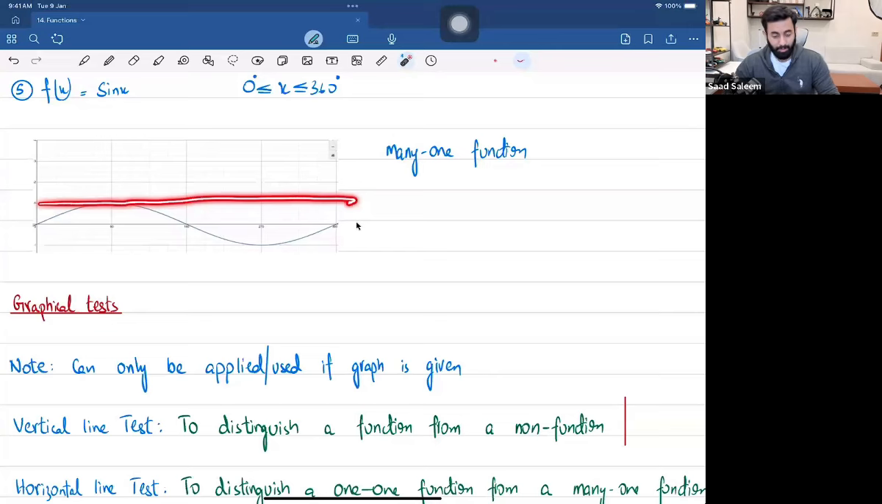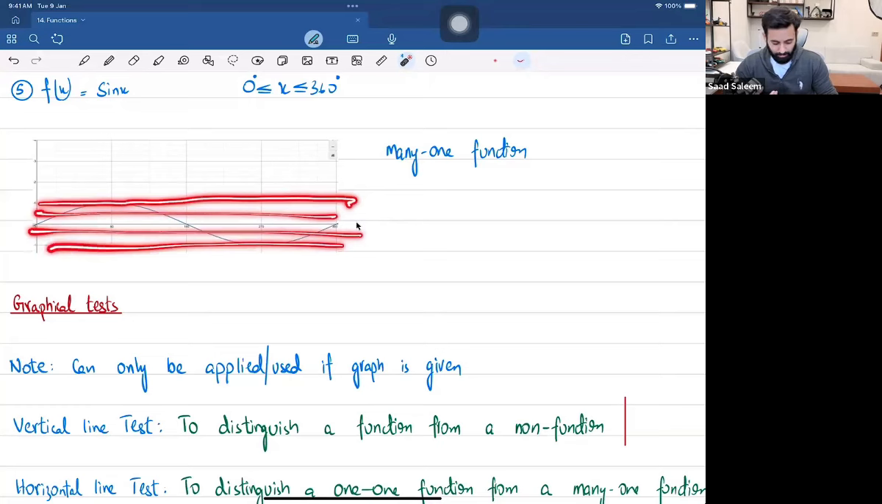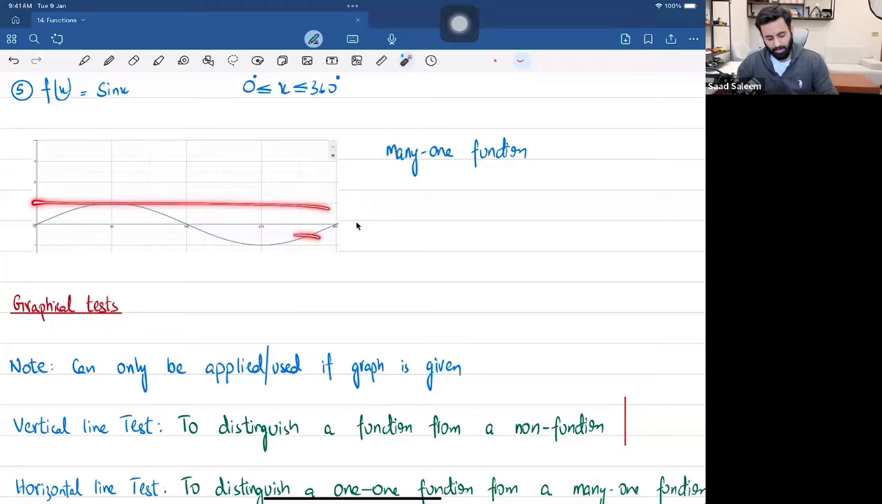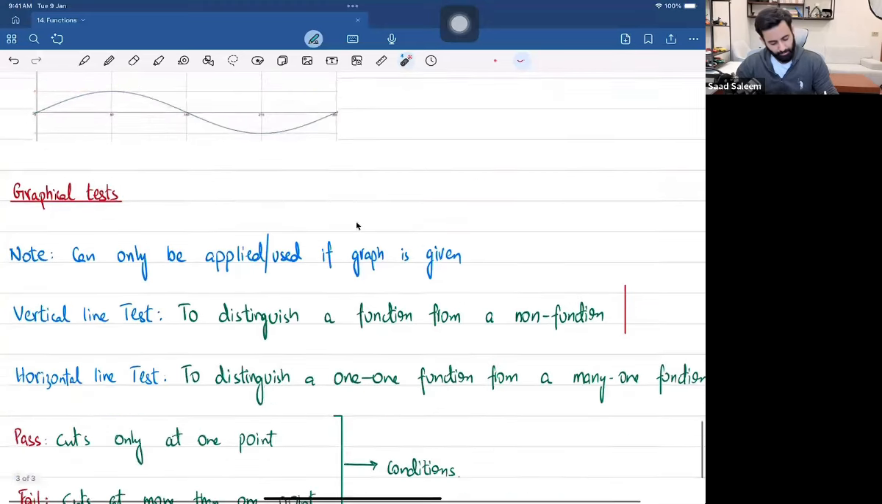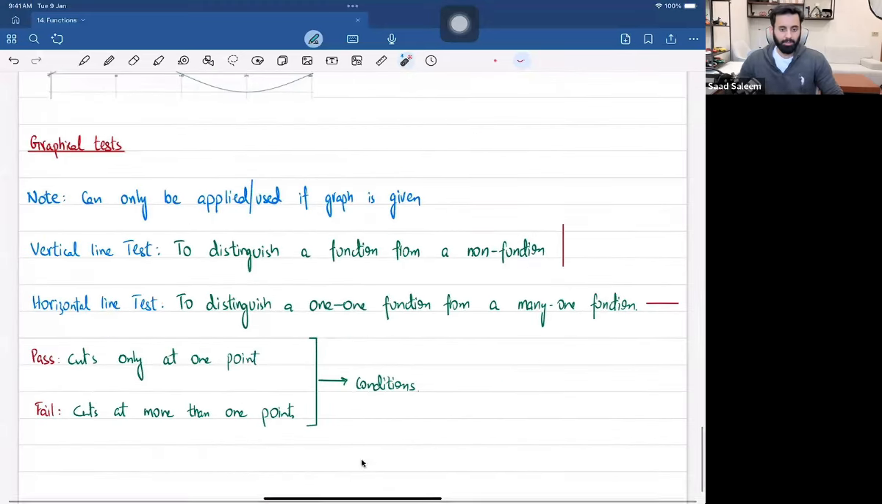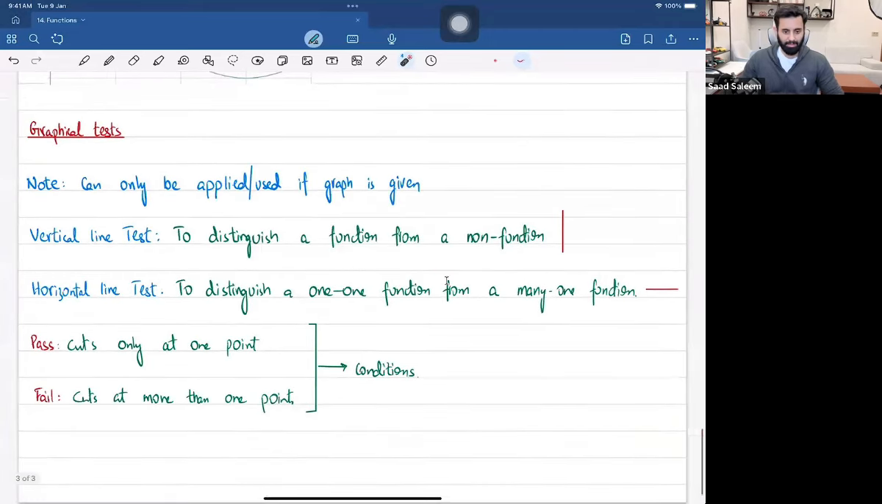You're wrong. I mean, you're right in isolation, but you cannot just test this part and say that it's a one-to-one function. You have to make sure that the condition is true no matter where you draw it. So therefore, it's a many-to-one function. Okay. Now, any questions so far? Is the test, the way that we test it, clear to all of you?